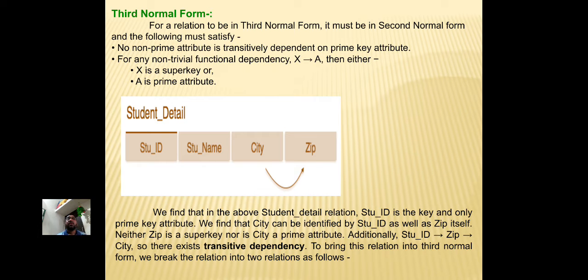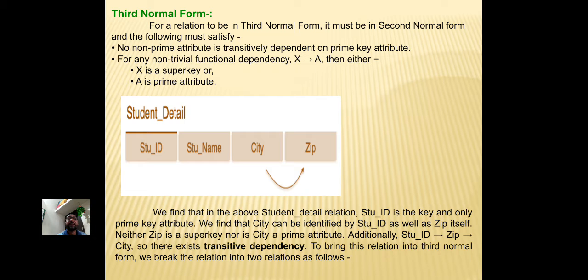Third normal form. For a relation to be in third normal form, it must be in second normal form, and the following must be satisfied: no non-prime attribute is transitively dependent on the prime key attribute. For any non-trivial functional dependency X implies A, either X is a super key or A is a prime attribute. So the picture here: student detail, with student ID, student name, city and zip.